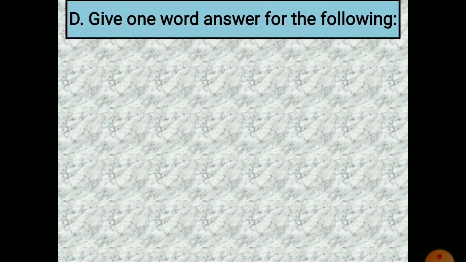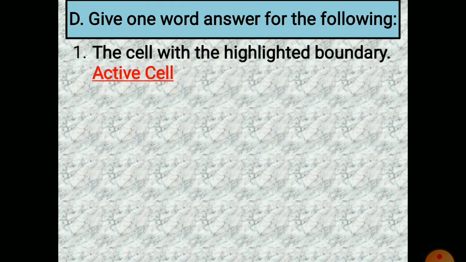And we are going to do give one word answer for the following. The cell with the highlighted boundary. Now only we have discussed the cell with the highlighted boundary is known as active cell, because student, when you click on any cell, that cell will become active, highlighted, and you are able to enter data in that particular cell. So remember this, the cell with the highlighted boundary is known as active cell.